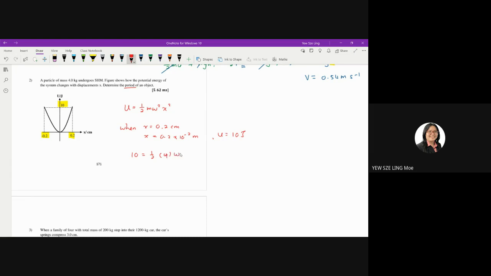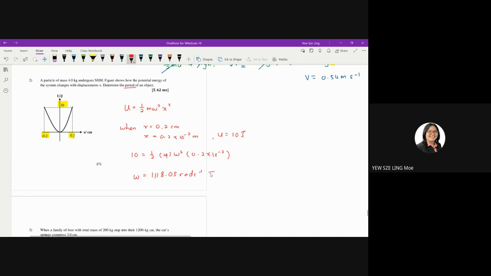And then omega square x square is 0.2 times 10 to the power of negative 2. Rearrange the equations, okay, you will get omega equals to 1118.03 radian per second.